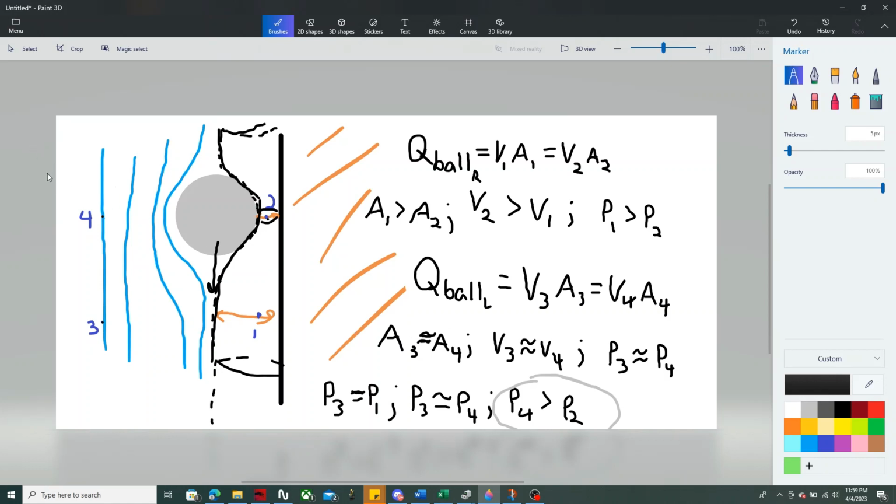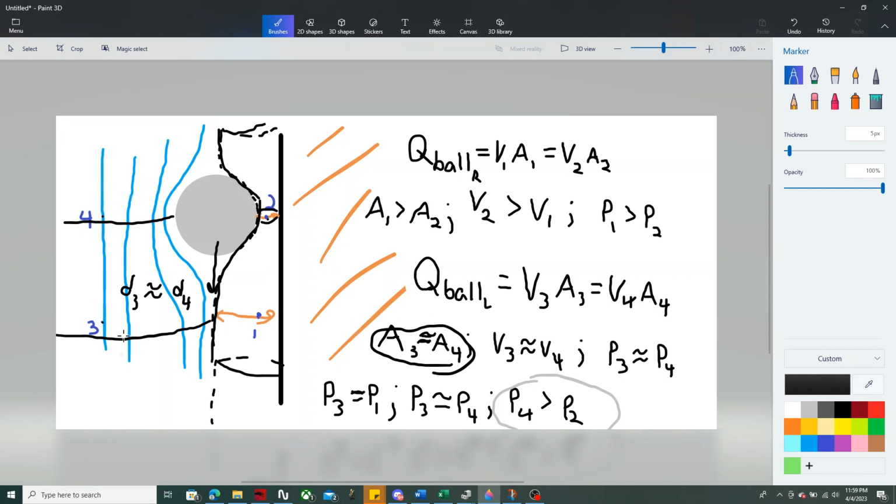Because if you think about it, this is a very large tube. So technically, if we're looking at the diameter from here to here, D3 is basically the diameter of D4, right? So we're pretty justified in saying that the area of 3 and the area of 4 are basically the same.